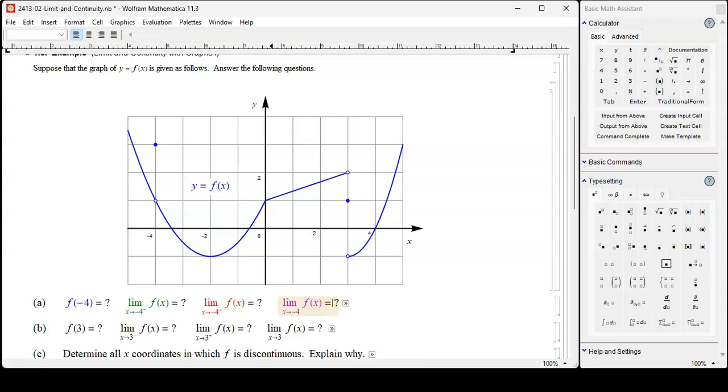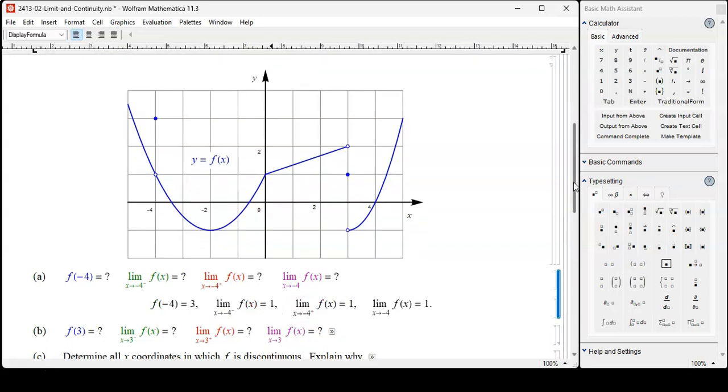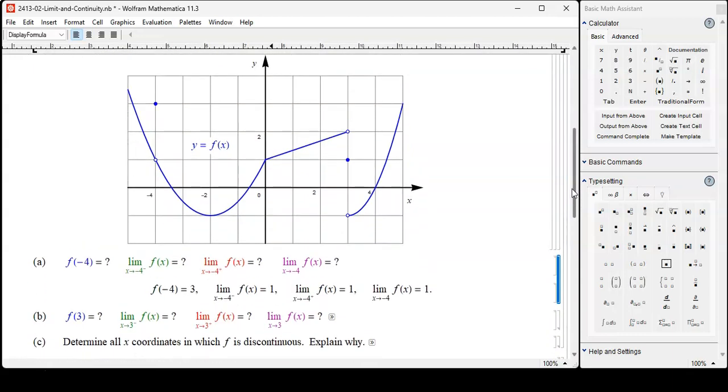And then do the same for x equal to 3. So f of 3, the function value, and the left-hand side limit, the right-hand side limit, and the limit without specifying. Okay, what do you get? Well, here are the answers. All good?